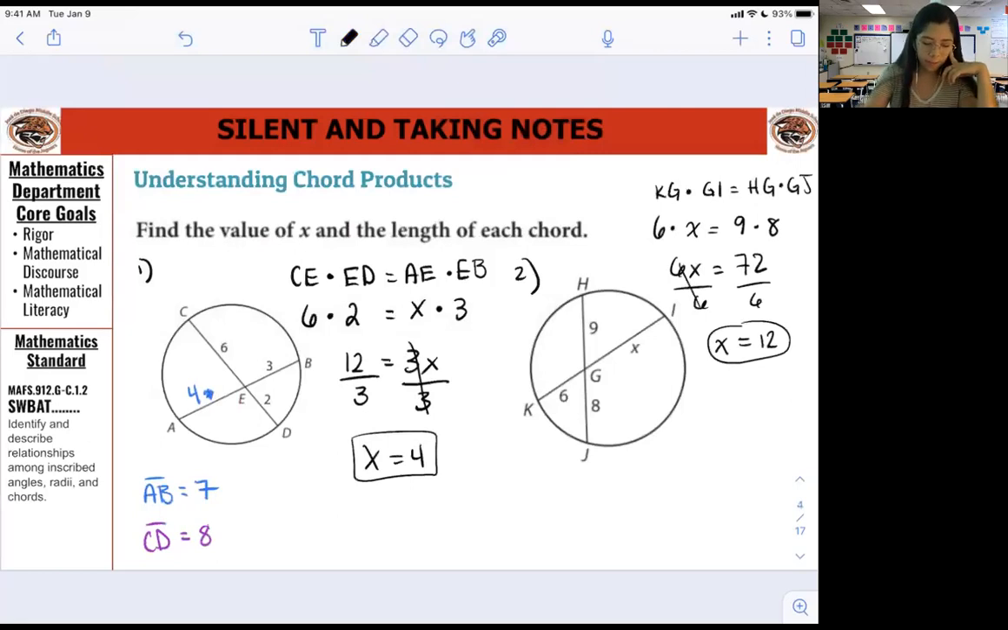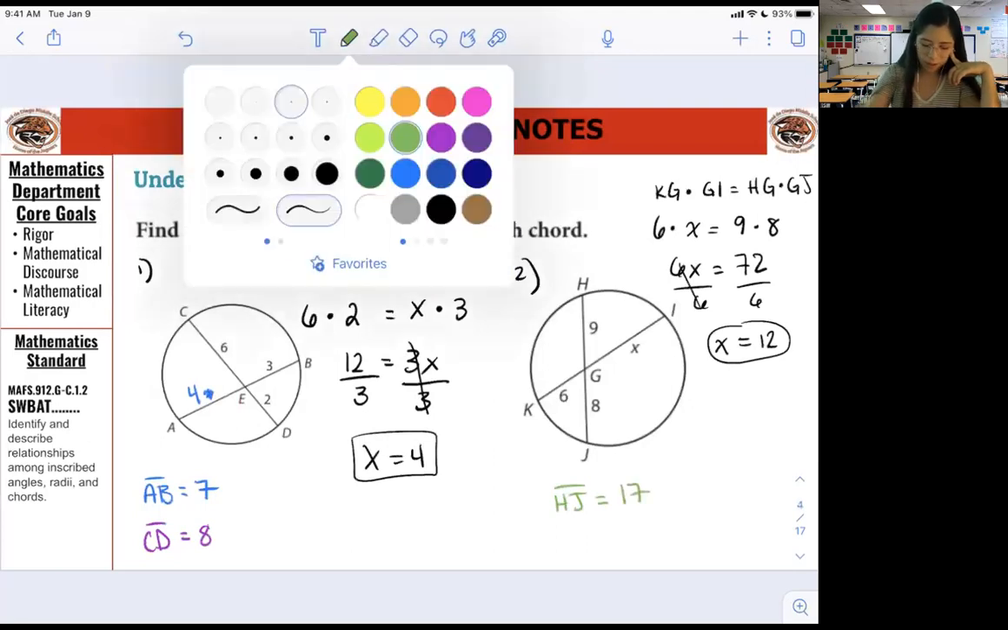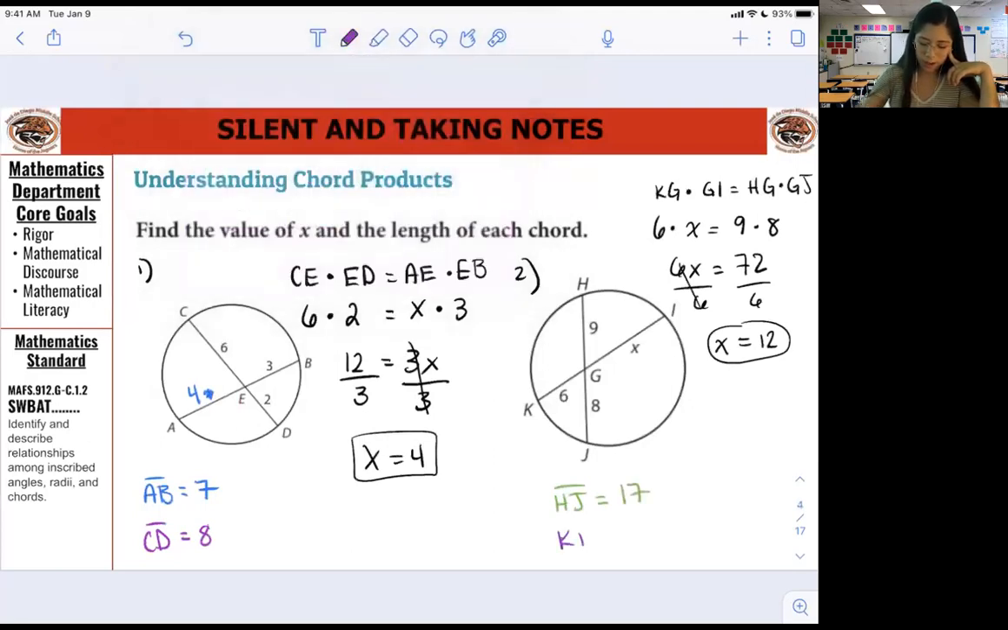And now let's just find the full lengths. So how long is HJ? Good, 17. And then the other one, KI. KI would be 18.